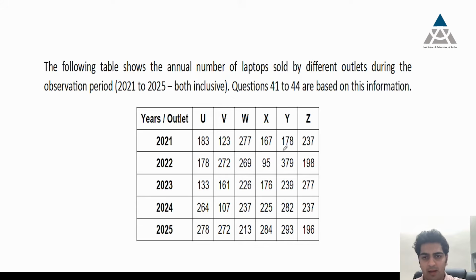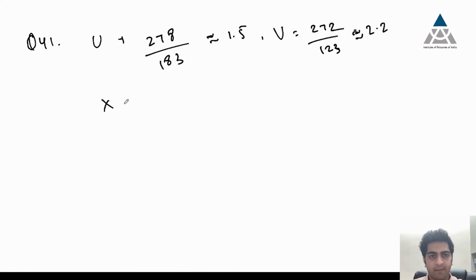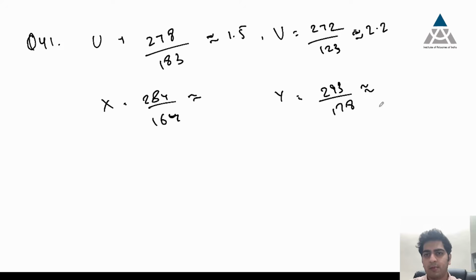Then you have X and Y. X is 284 over 167, and Y is 293 upon 178. Again, you can calculate these numbers, but my point is V is 2.2, which means it grew more than twice. For X, 284 over 167: if you do 167 twice, it's 334, so it definitely grew less than 2 times. And same story for Y, it grew less than 2 times.